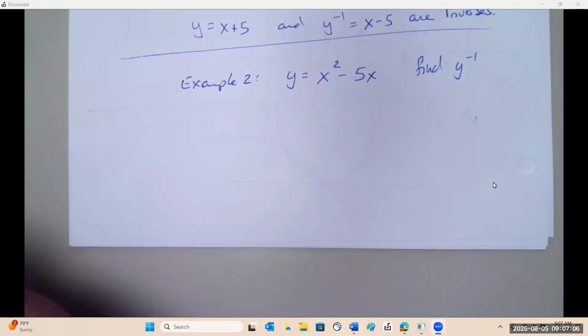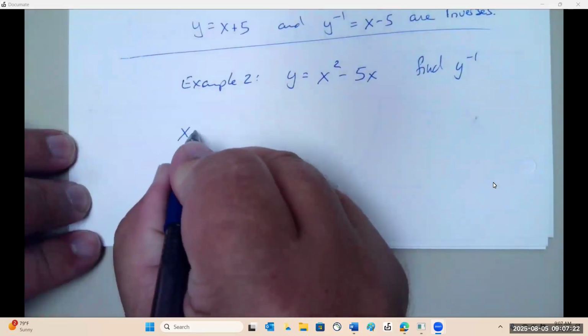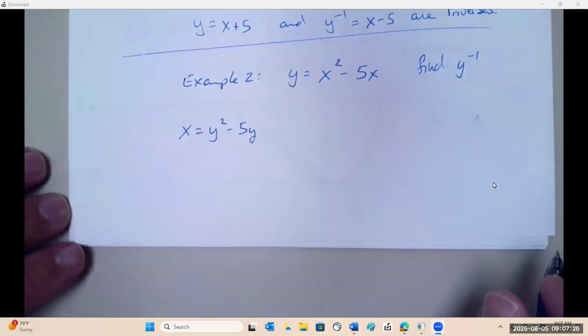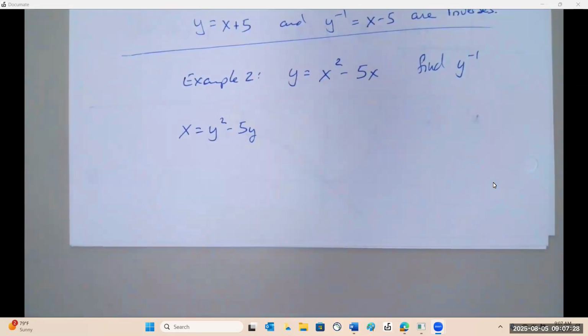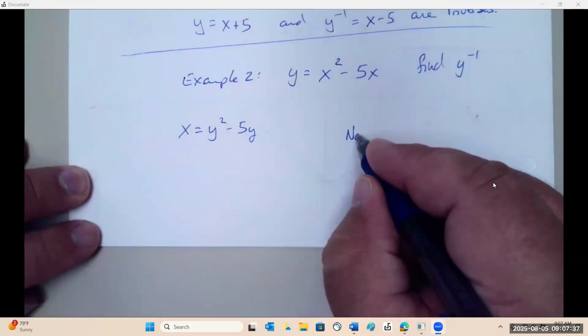No solution. This one does not have an inverse. Why? Because it has to do with the domain of a function of itself. Because if you switch x and y, there's no way you can get y by itself. Now, that leads us to our next discussion. So there's no inverse.